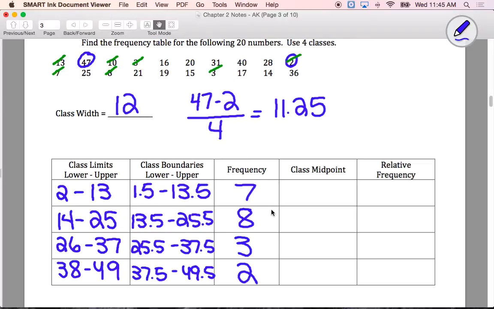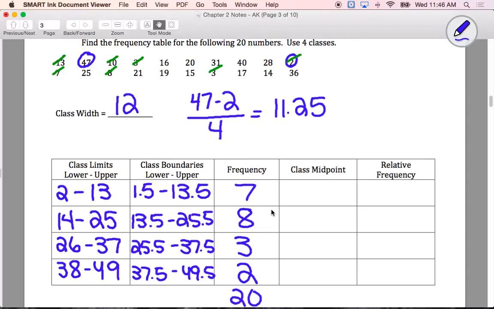Now make sure that this frequency column, when you add them all together, you get the number of numbers that you have. So if I do 7 plus 8 plus 3 plus 2, I should get 20 because we had 20 numbers, so my frequency has to add up to however many numbers we have.